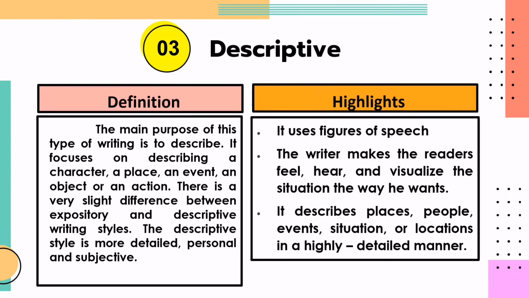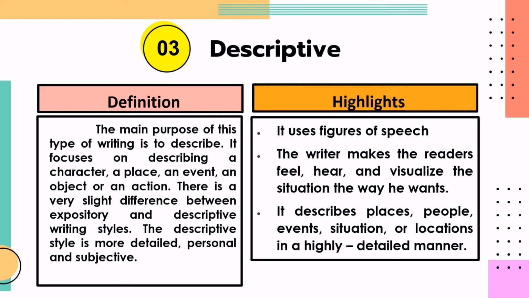The third type of text is descriptive. The main purpose of this type of writing is to describe. It focuses on describing a character, a place, an event, an object, or an action. There is a very slight difference between expository and descriptive writing styles. The descriptive writing style is more detailed, personal, and subjective.